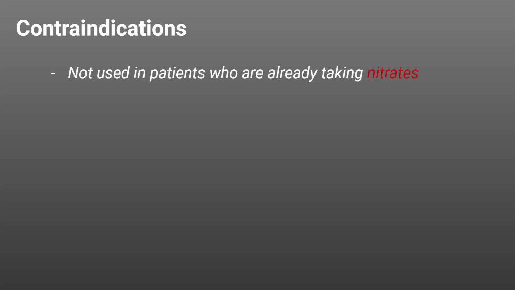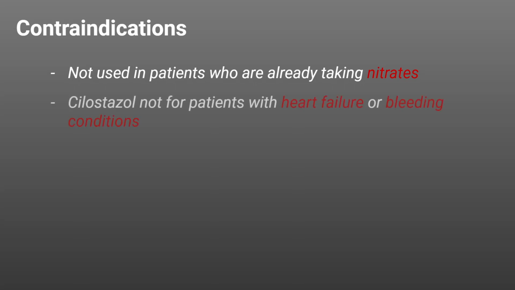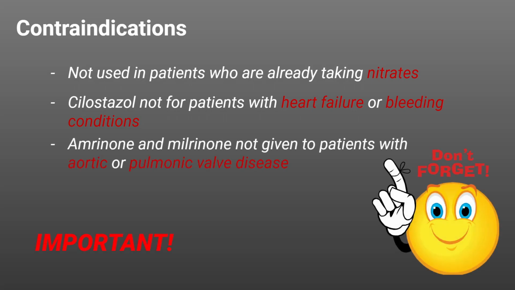Here are a few contraindications for some phosphodiesterase inhibitors. Please feel free to do your own extensive research. You shouldn't be using phosphodiesterase inhibitors on patients who are already on nitrates, as they can lead to severe hypotension. The use of cilostazol should be contraindicated in patients with heart failure or patients with bleeding disorders. The use of amrinone or milrinone is contraindicated in patients with aortic or pulmonic valve disease.